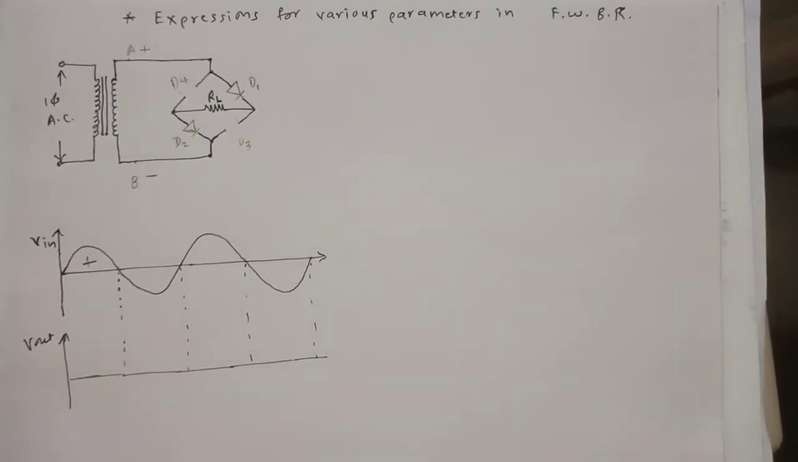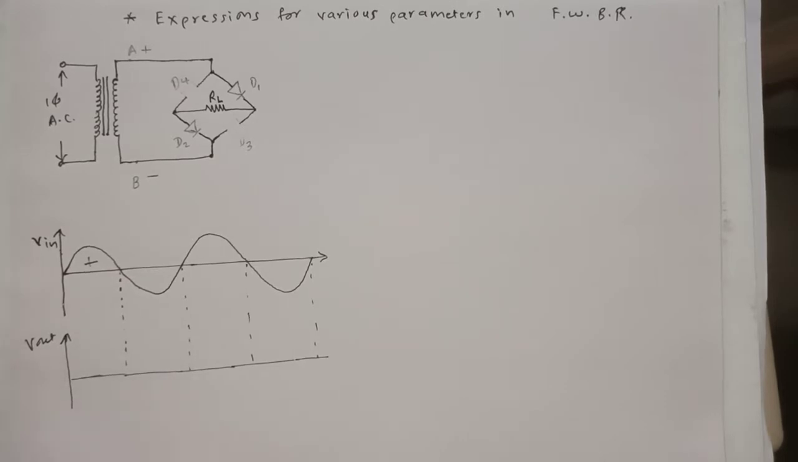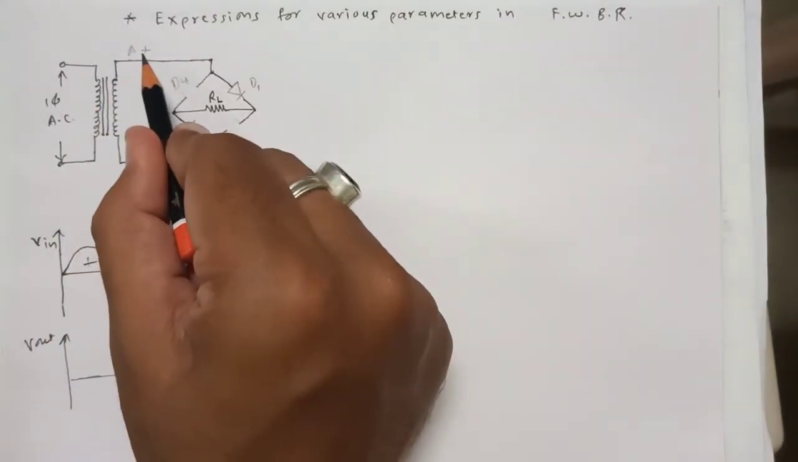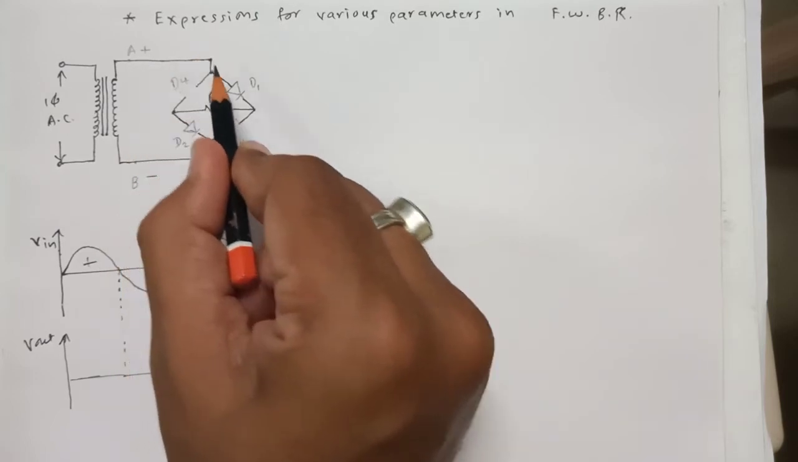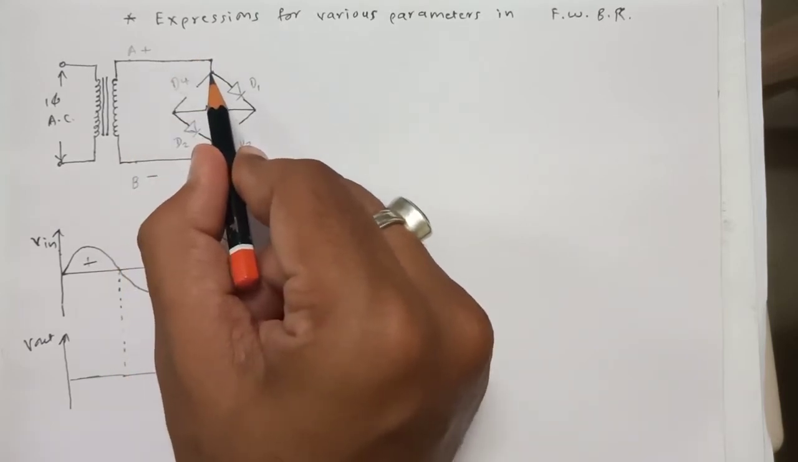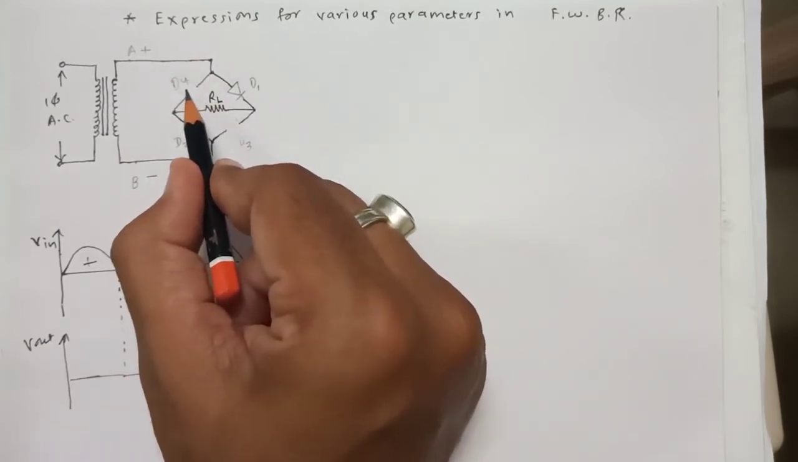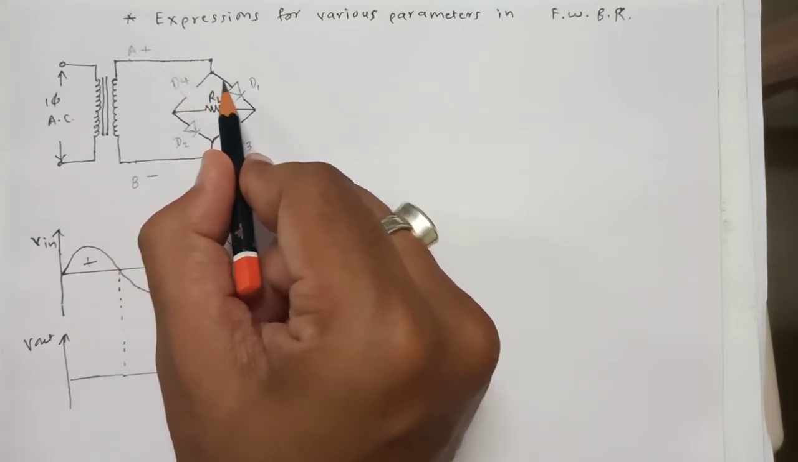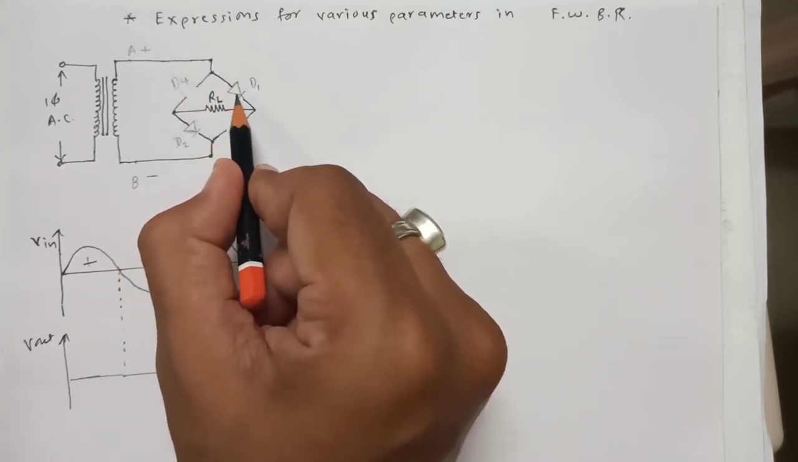Now D3 and D4 are open circuit, and D1 and D2 are forward biased, so they will act as an on switch. It means they will allow the current to flow through them. As a result, the current will start flowing from point A, then come here and try to find a path. As this diode is off, there is no path, so it will continue its journey through diode D1.